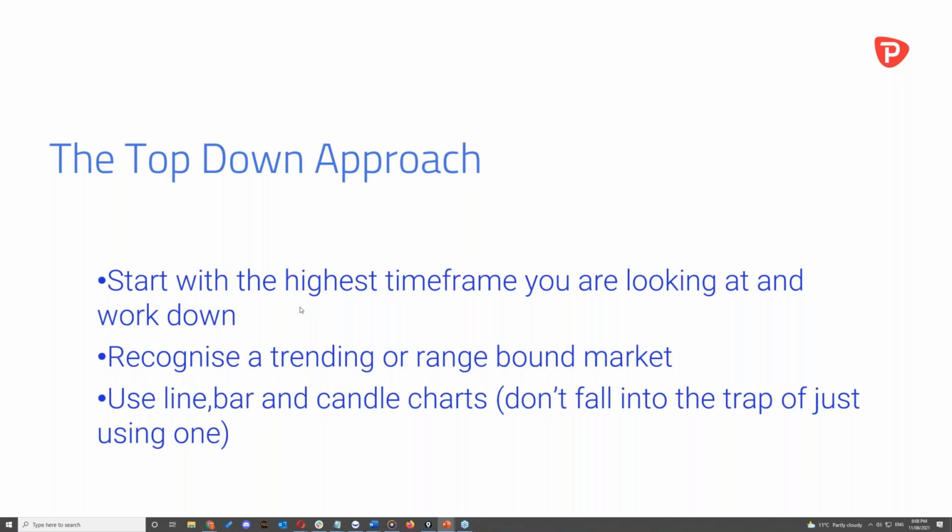And you'll also want to understand what we call a top-down approach. Now, we always talk about this. We talk about how it's important to start at the highest time frame and then work down through the time frames. We also want to be able to recognize a trending or range-bound market, super important when it comes to scalping. And we want to utilize the lines, the bars, and the candle charts. Never fall into the trap of just using the candles, which most people do, because the line and the bar charts are actually telling you the same information, but you can interpret it slightly differently and make slightly better informed decisions on that.